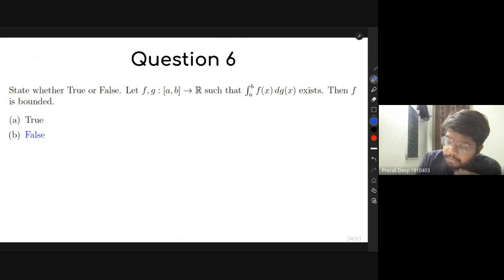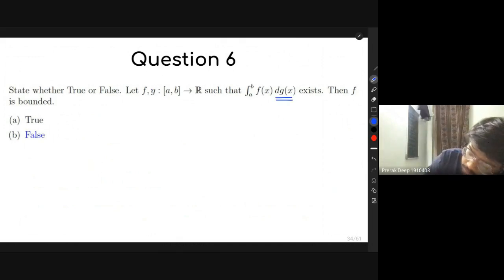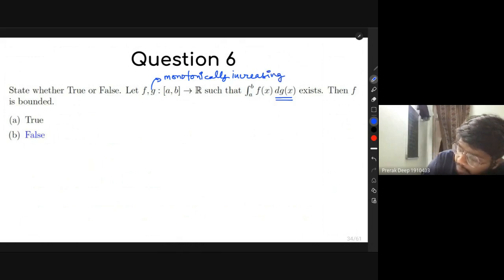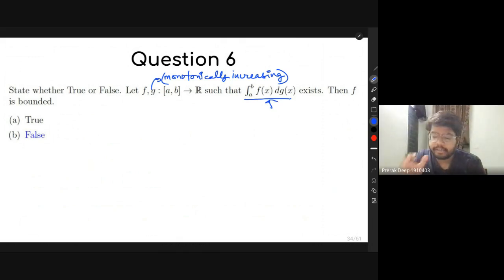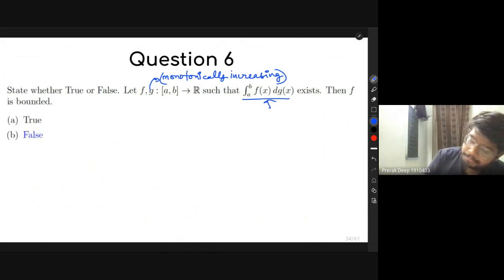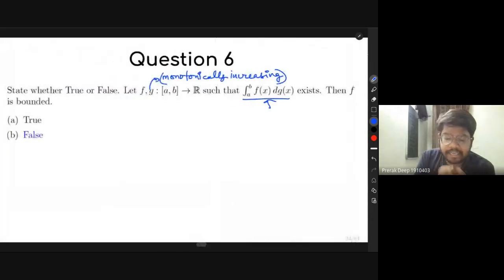In this case, we further assume that g is monotonically increasing, because this is a Stieltjes integral, and for the Stieltjes integral we need g to be monotonically increasing. So we assume that in this question, and then we move on to prove it. In order to say that it is true, you need to prove it.